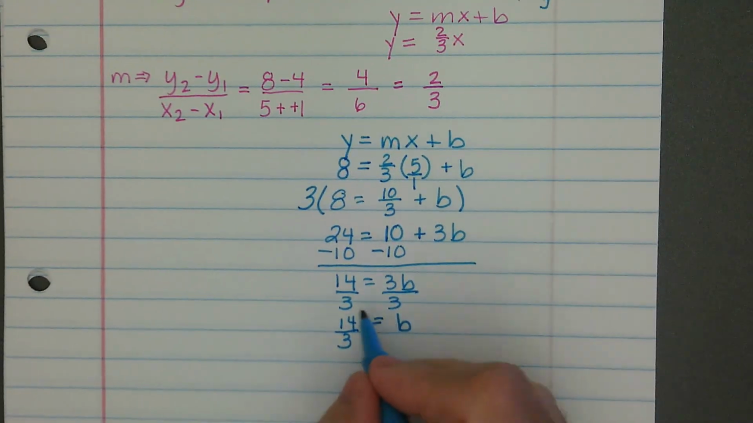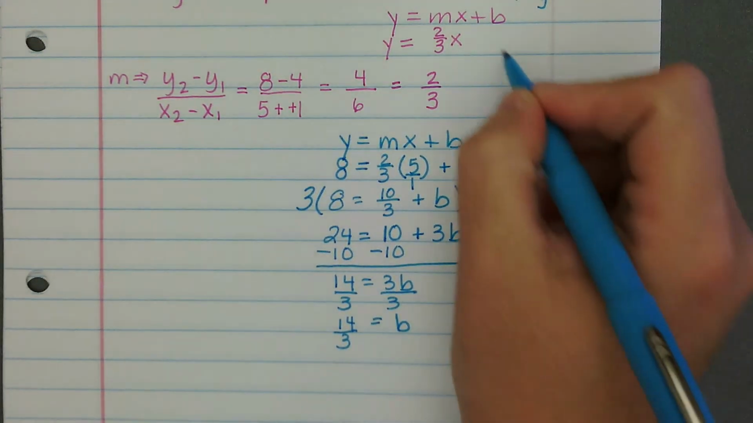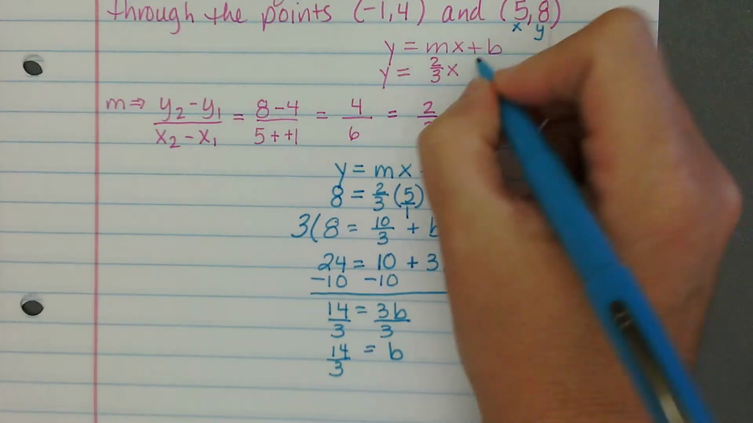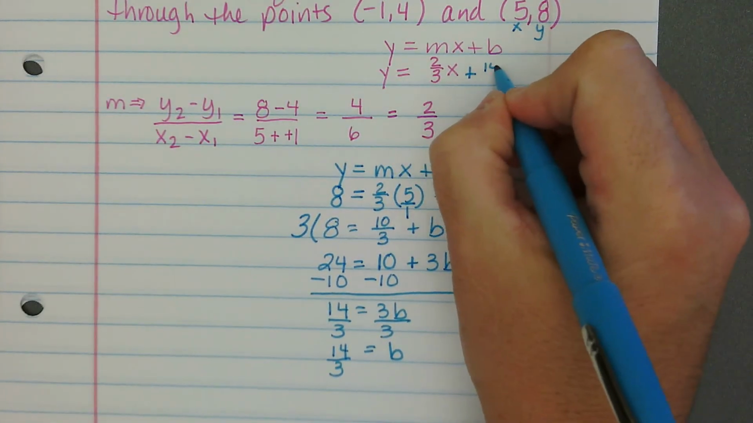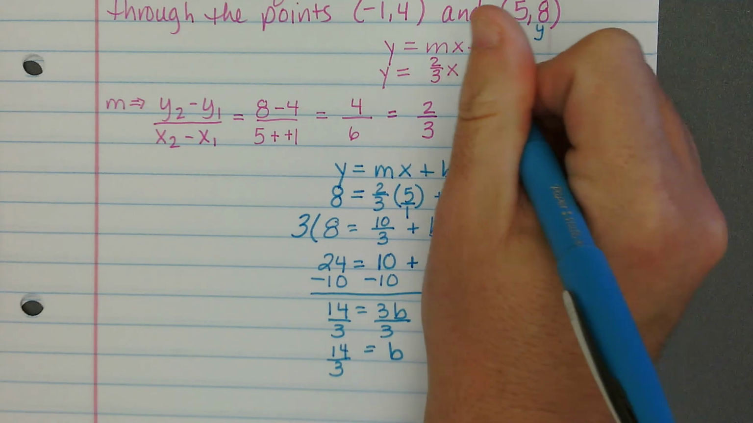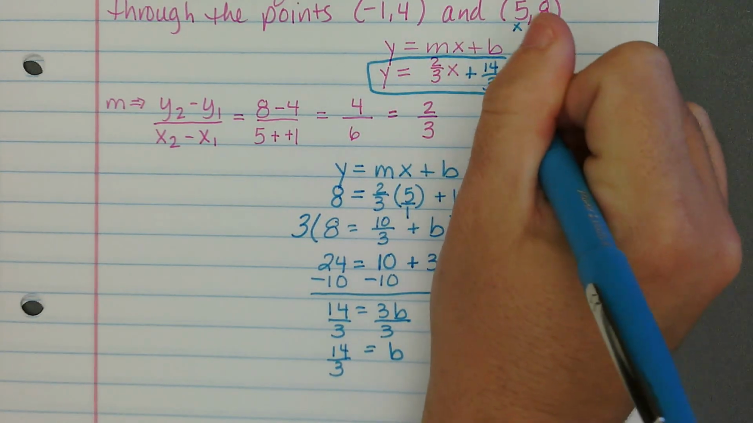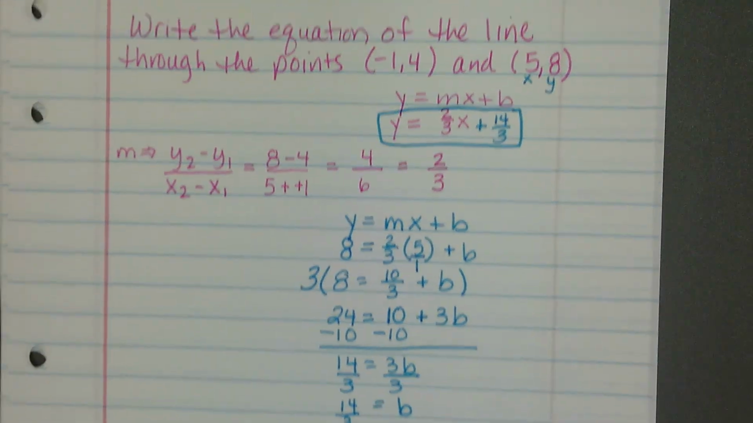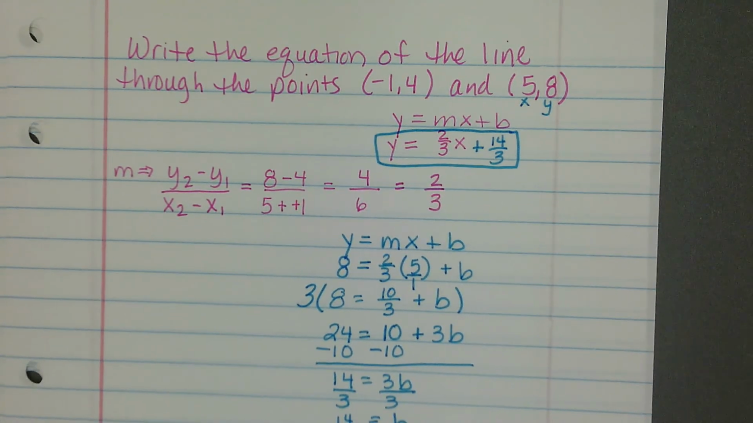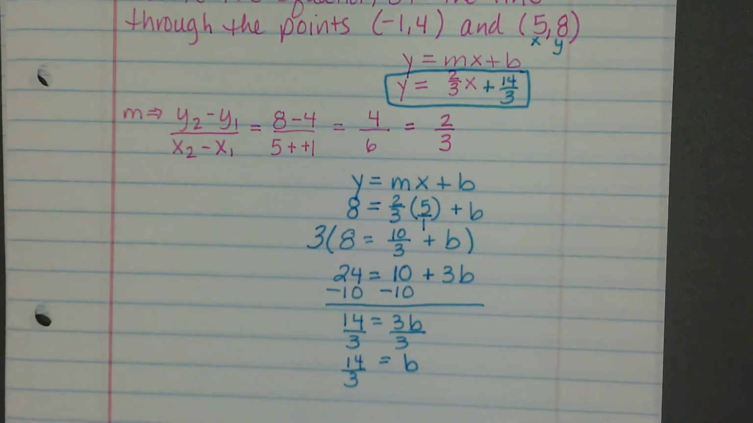So we're going to take this y-intercept and we're going to bring it up top where the b is. It is positive, so we need a plus sign, and then 14/3. So my final answer for that practice problem was y equals 2/3 x plus 14/3.